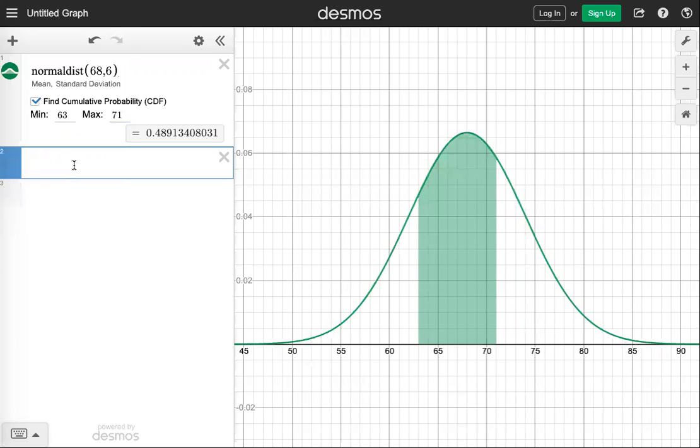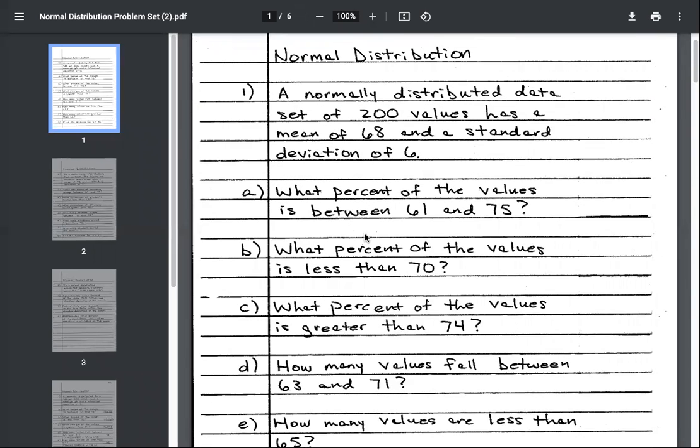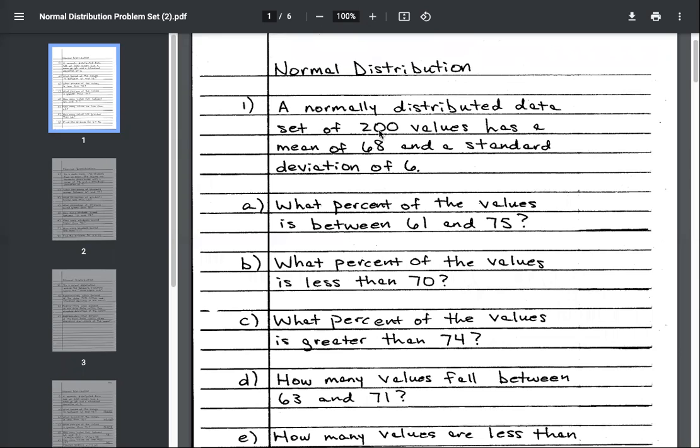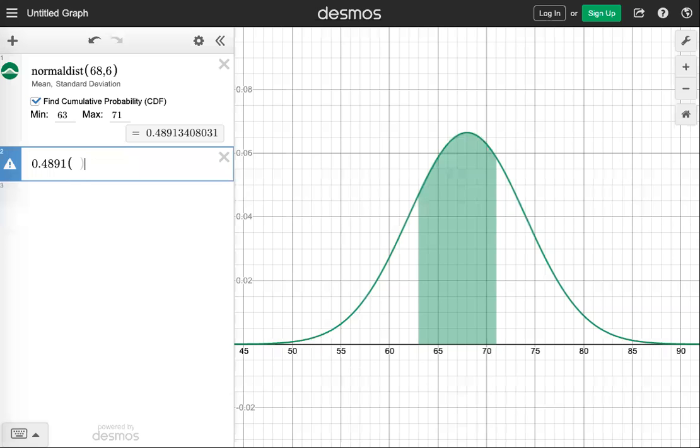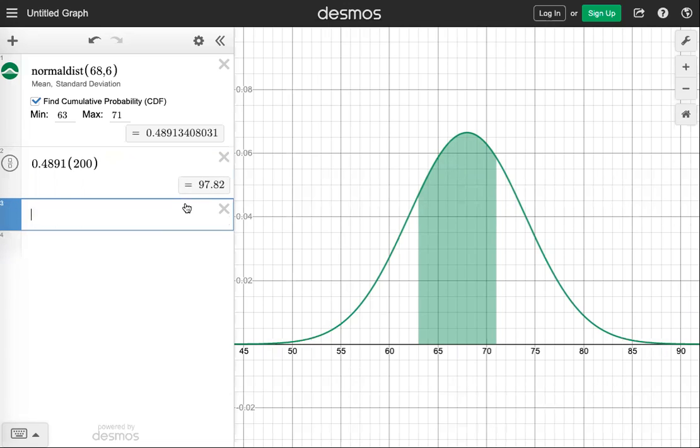And I get the decimal 0.4891. And now I'm going to multiply by the number of values I have. How many values do I have? Well, going back to the question, I noticed that the first paragraph says I have 200 values. So I need to multiply that decimal by 200. So I'm going to type in 200, and then my answer is at the bottom of the box, which is 97.82. And we're going to round that up to the nearest whole number, which is 98.